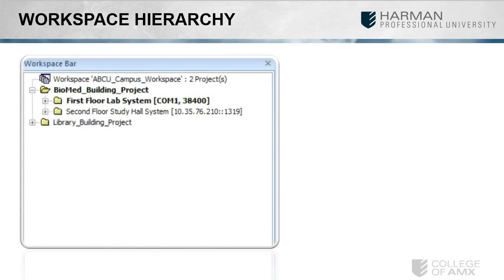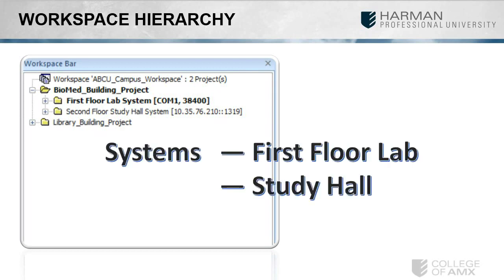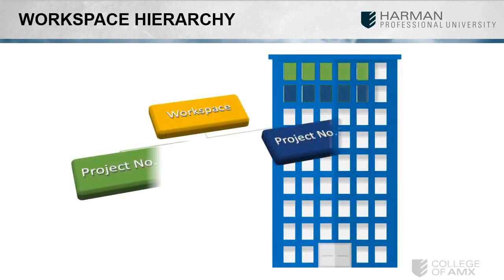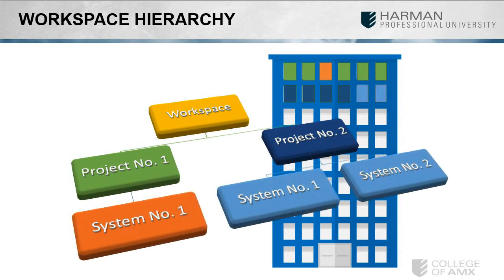The biomed building might be rather large, so we break these projects down one more level, the system. Inside the biomed building, we might have a system installed inside the biomed lab on the first floor, and we might have a system installed in the biomed study hall located on the second floor. Just like projects, you can have as many systems as you wish. That right there is the basic workspace hierarchy. It will always go from top to bottom, workspace, project, then system.